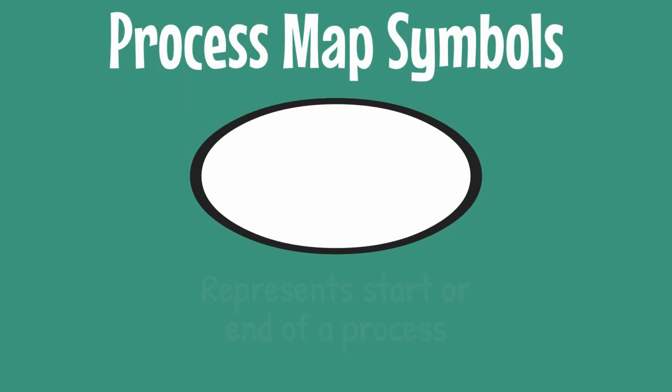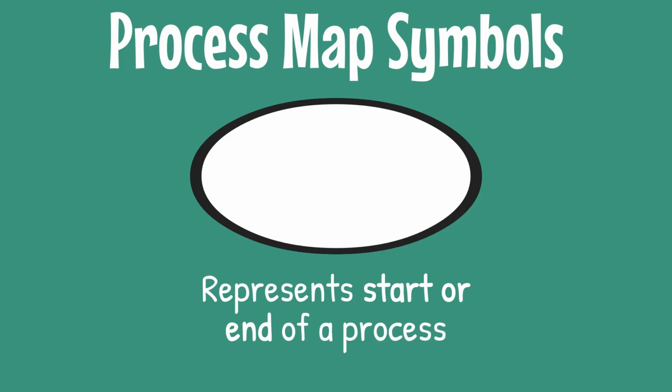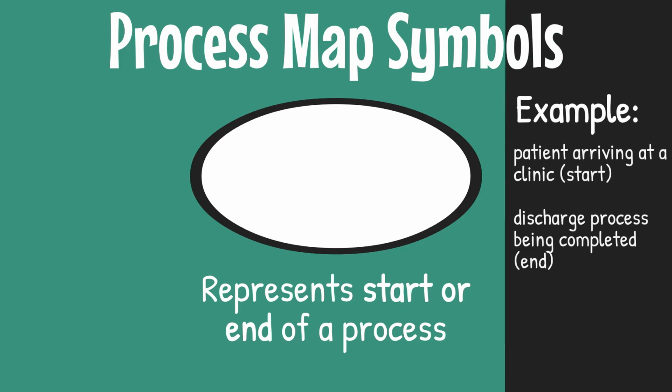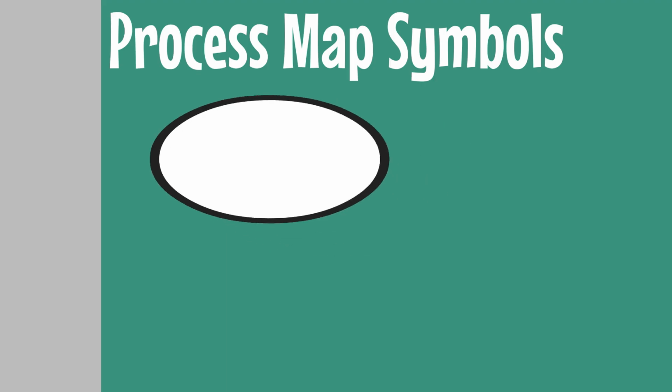Oval. This symbol represents the start or end of a process. Every process map should begin and end with an oval to show clear boundaries. For example, a patient arriving at a clinic, or a discharge process being completed.